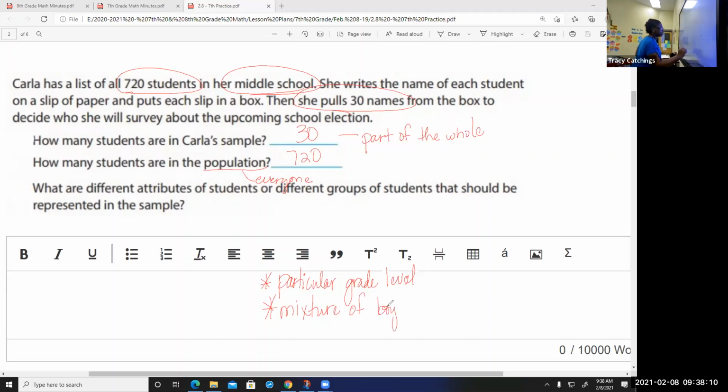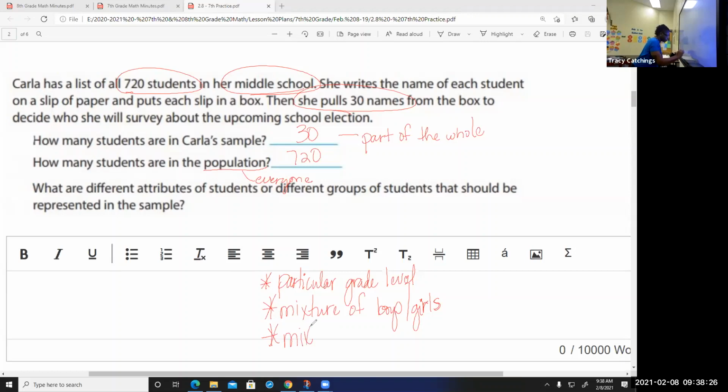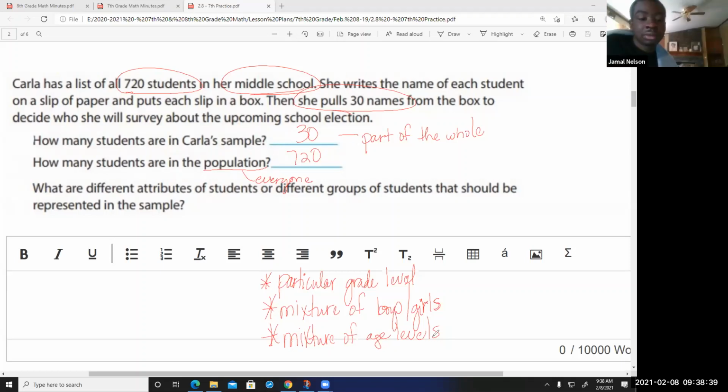What else do you know about middle school? How old are children in middle school? 12 to 14. It's a mixture of ages. Any other characteristics of the students in your school that should be in that sample? Height. What you say, Jamal? Nothing.